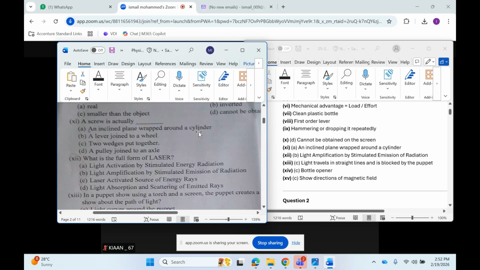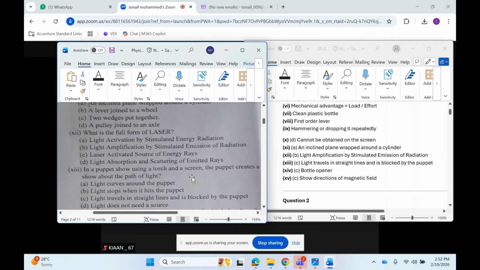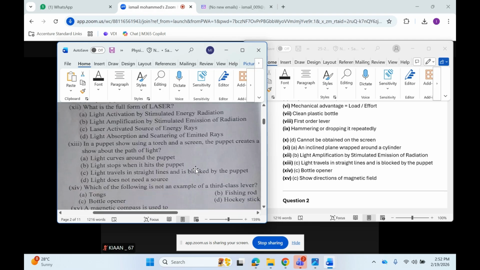Inclined plane wrapped around a cylinder. What is the full form of laser? This is very important. Light amplification by stimulated emission of radiation. That is the full form of laser.